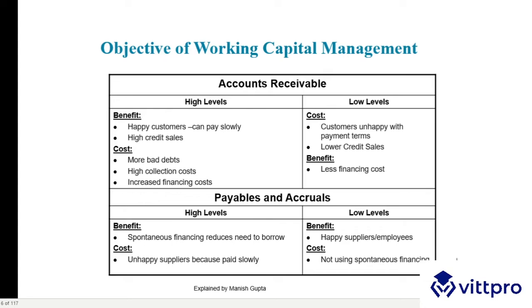Then you have payables. If you have high payables, it means that you are getting money from your suppliers. You ask your suppliers to fund your accounts receivable and your inventory, but then your suppliers will increase the price because you are not paying them on time, right? And they may even stop supplying you altogether in case of emergency needs. Low payables mean you have happy suppliers, but you are not using any kind of financing. You are paying unnecessary cash. So that becomes the risk of having low account payable levels.